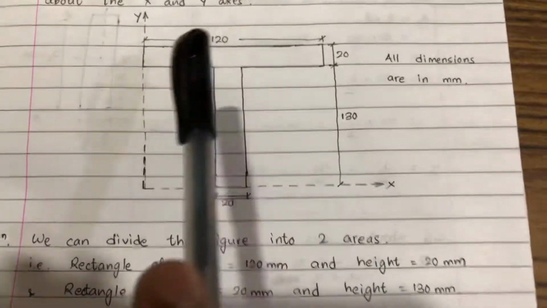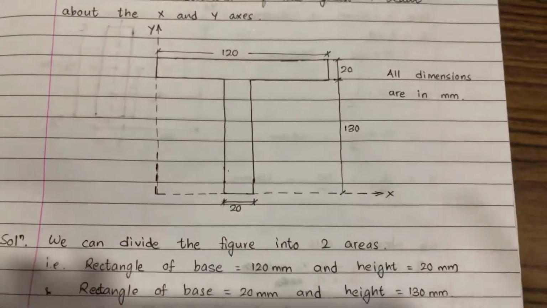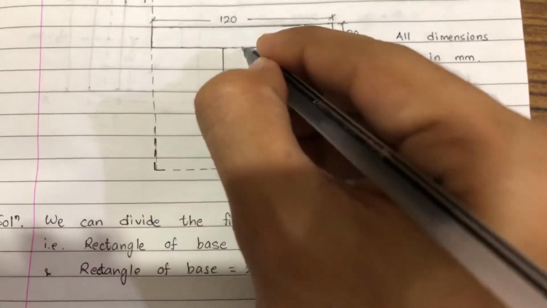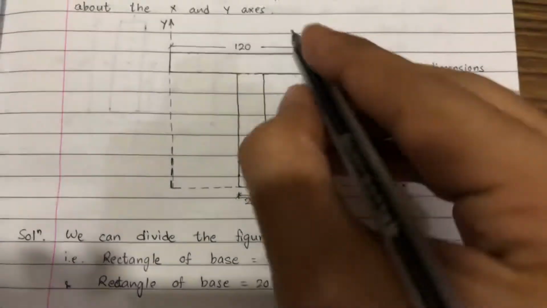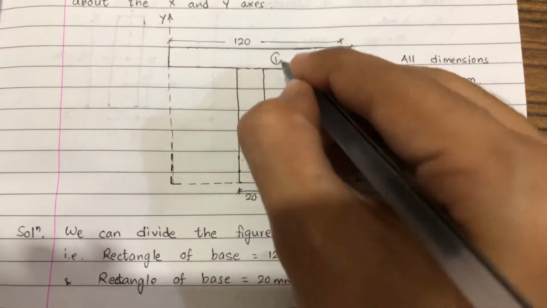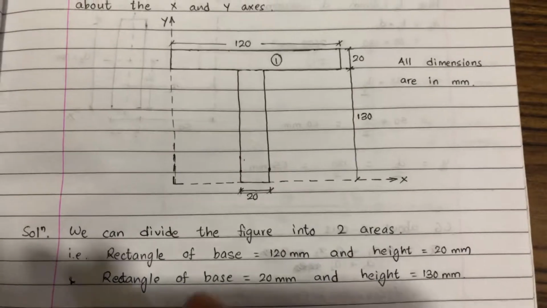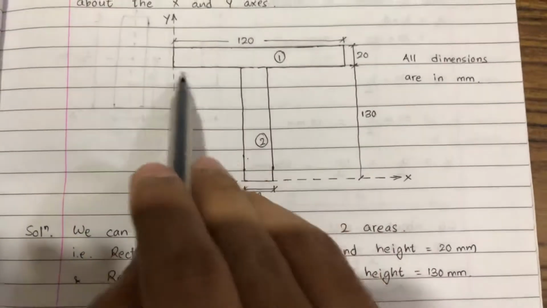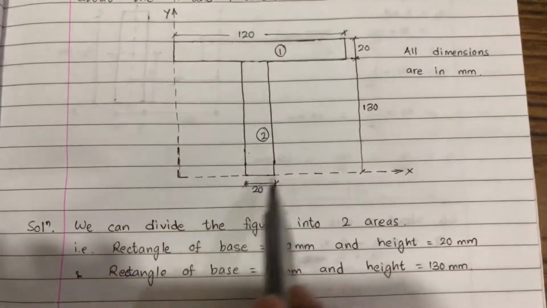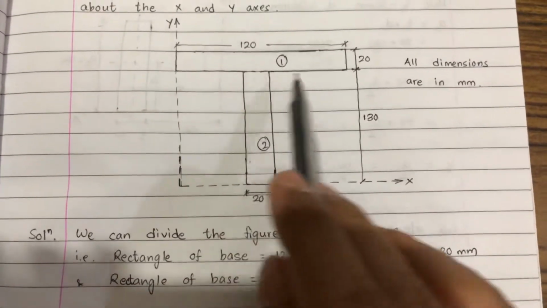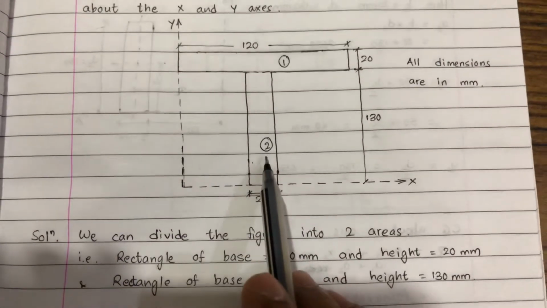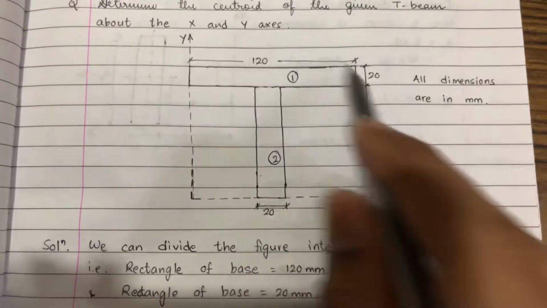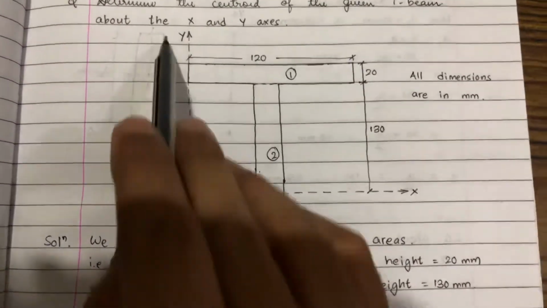Now you see, this is the figure. We can divide the figure into two areas. First area would be this rectangle 1, and second area would be this rectangle 2. So the combination of rectangle 1 plus rectangle 2 will give the total centroid of the whole T-beam about x and y axis.